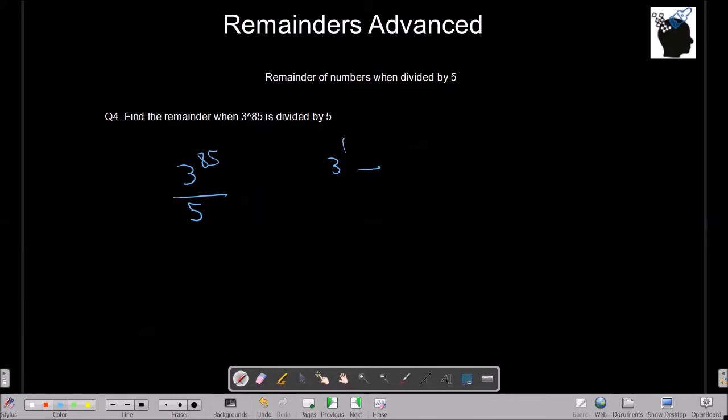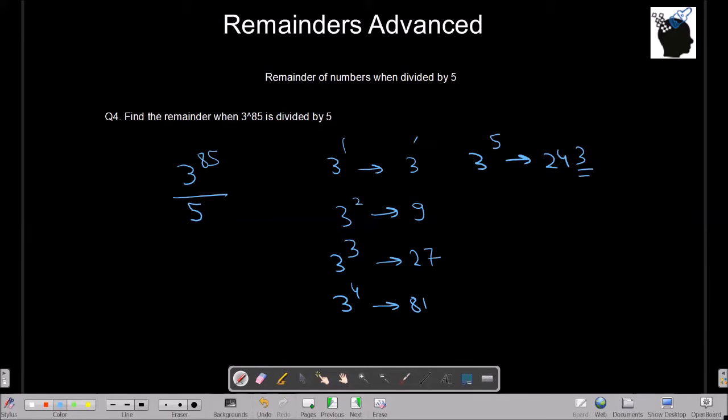So 3 raised to 1, units digit is 3. 3 square is 9. 3 cube, units digit is 7. 3 raised to 4, units digit is 1. 3 raised to 5 is 243, so units digit is 3. As you will notice, the digits have started repeating and the next one will be 9. So that means units digit of powers of 3 has a cycle of 4.